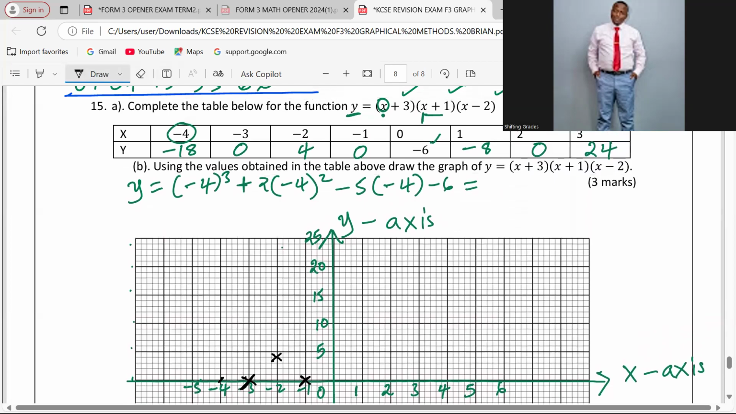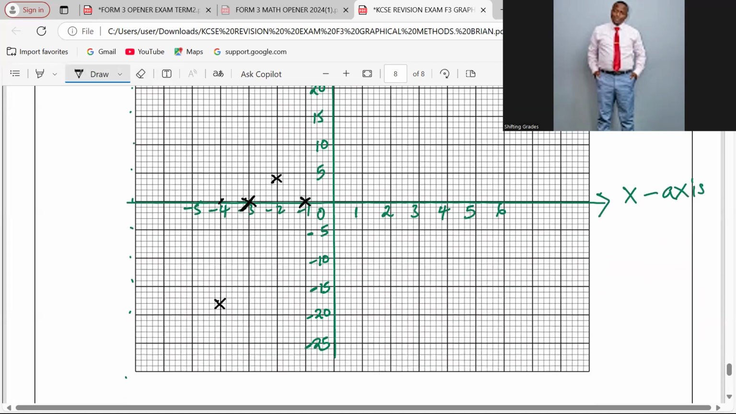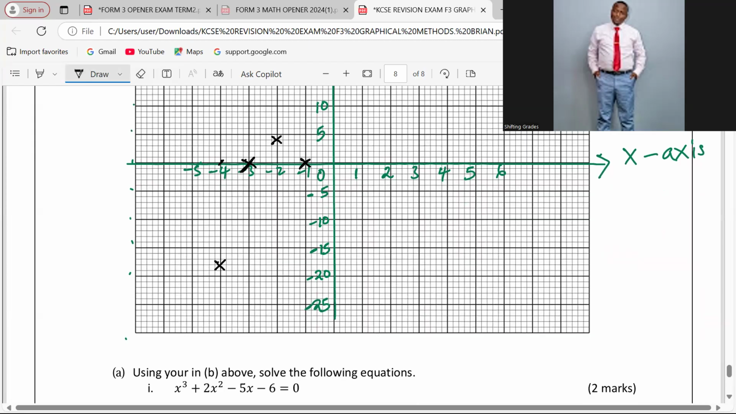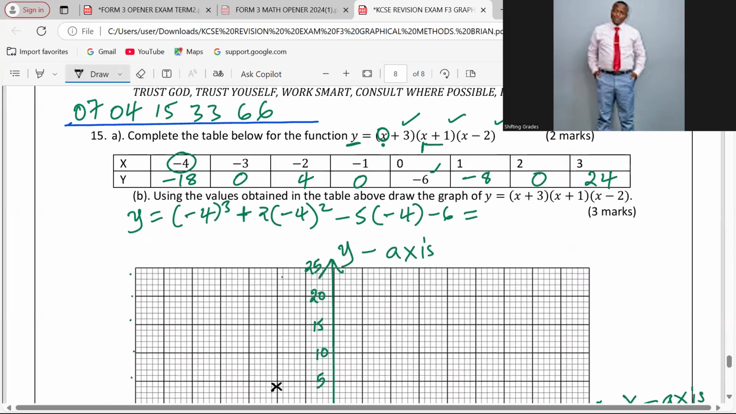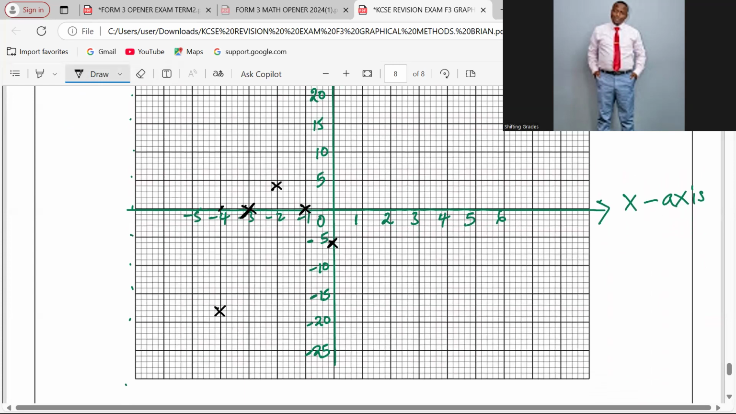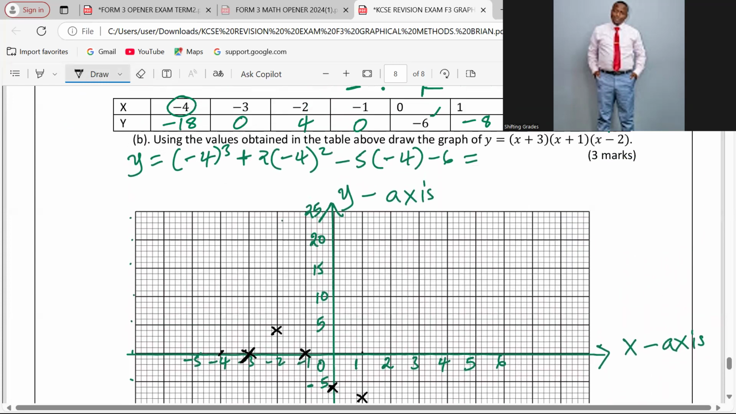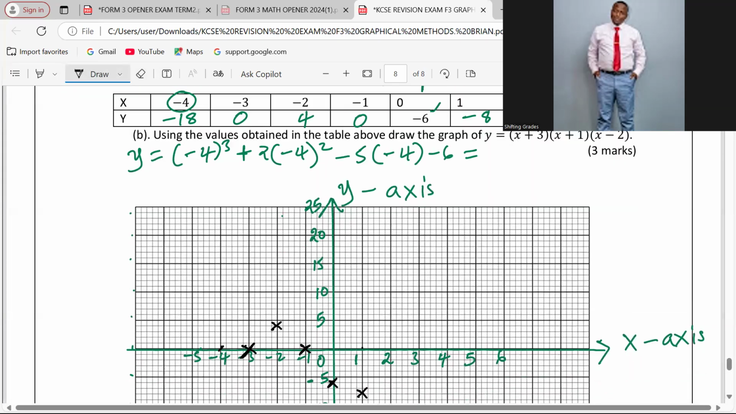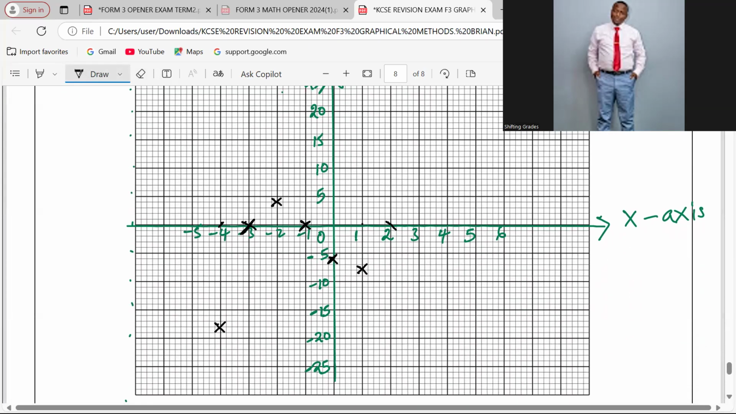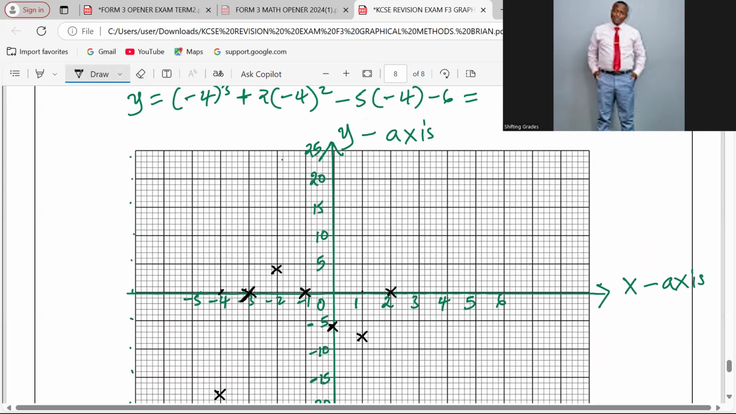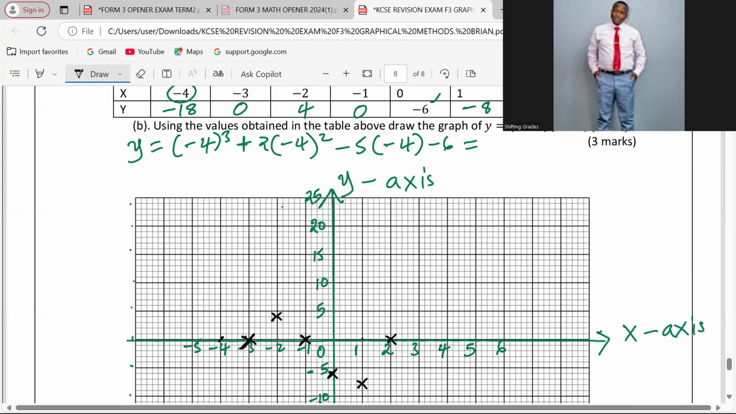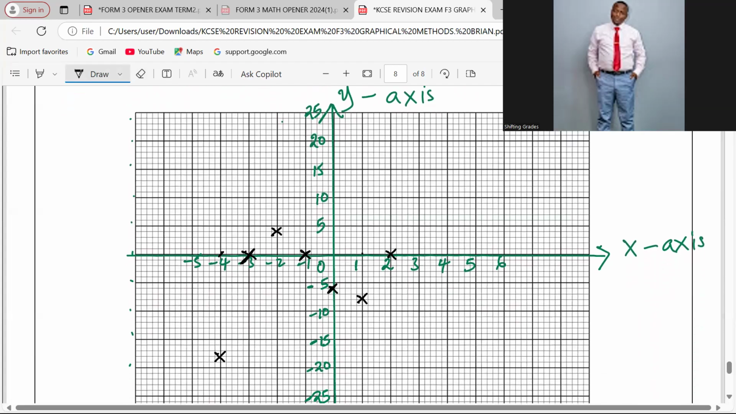Let's also talk about 0, -6. So 0, -6 will be there. Yeah. We can also talk about 1, -8. 1, -8. Then with +2, we can talk about 0. Then with +3, we can talk about 24. +3, 24 at this point.